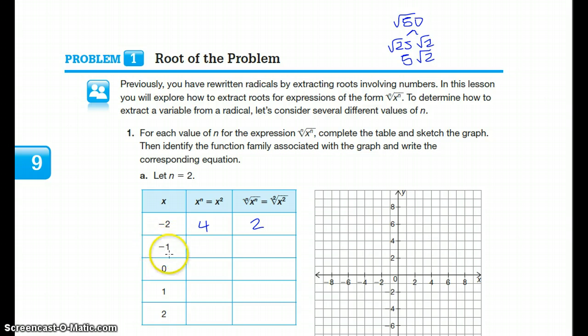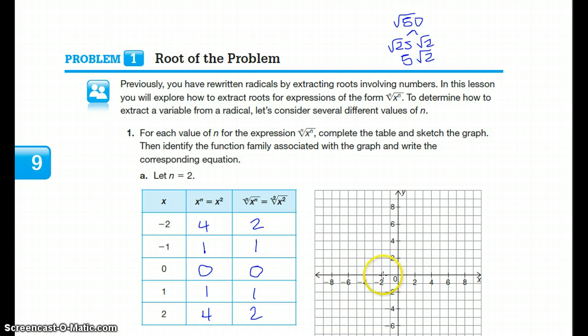So do the same thing here. Take negative 1, square it, 1. Take the square root of 1, 1. Square 0. Take the square root of 0. Square 1. Take the square root of 1. Square 2. Take the square root of 4. And we've created or filled in our table.